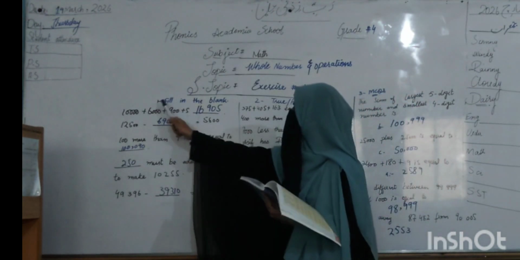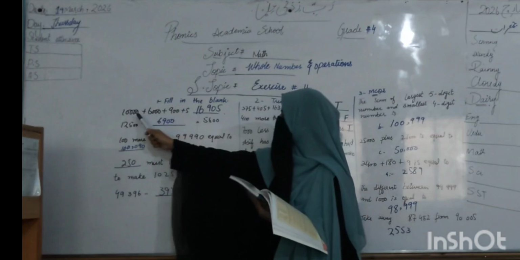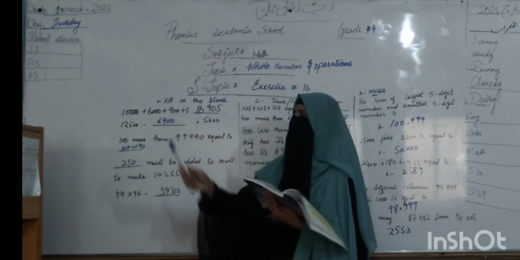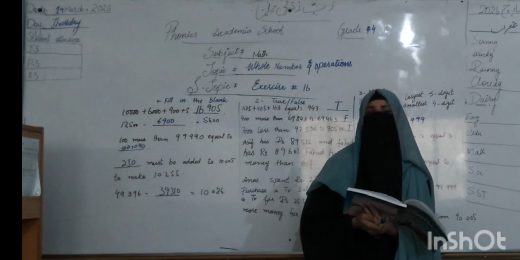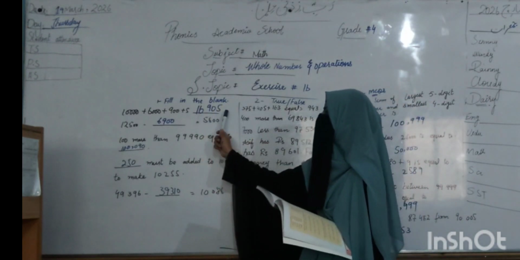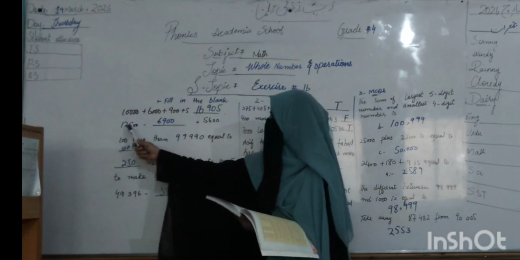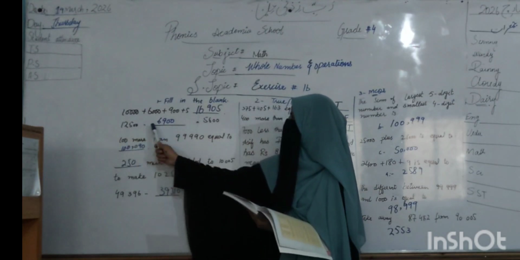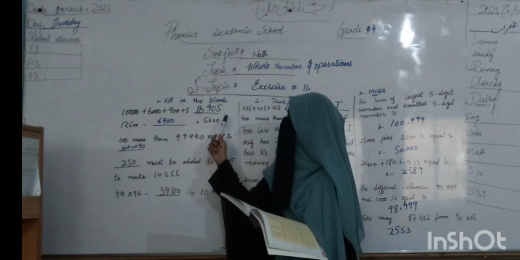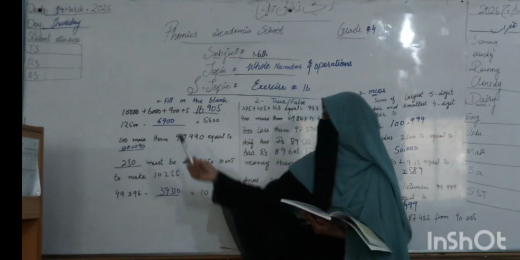Question number 1, filling in the blank. 10,000 plus 6,000 plus 900 plus 5. This is the expanded form and you have to add these values. The answer is equal to 16,905. Next filling in the blank: 12,500 minus blank is equal to 5,600.